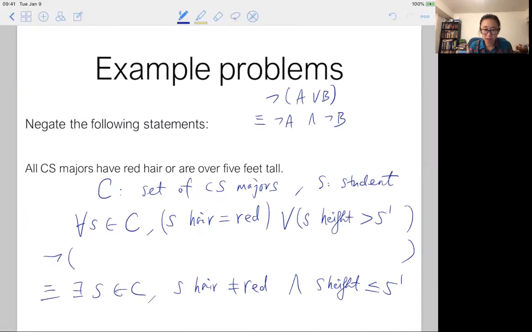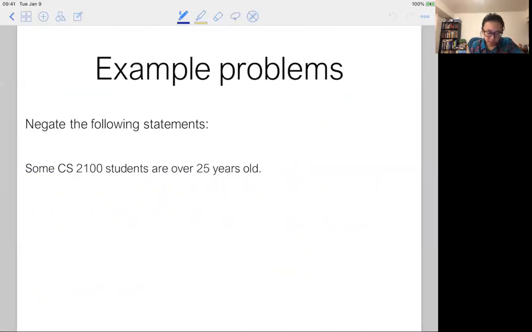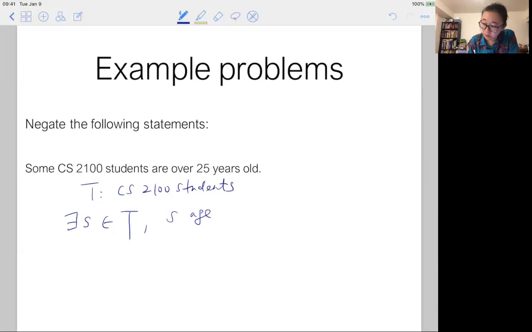Now let's go to the next one. Some CS students are over 25 years old. Some translates to there exists. Let's say T corresponds to all CS 2100 students. When I say some student has a certain condition, I will say there exists a student in the 2100 students such that their age is bigger than 25.